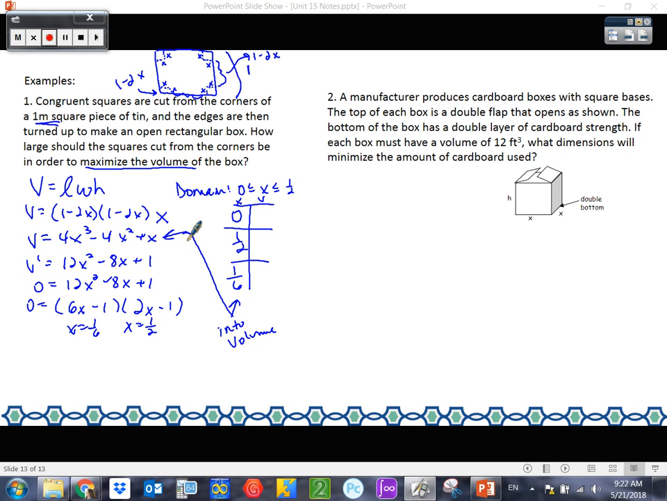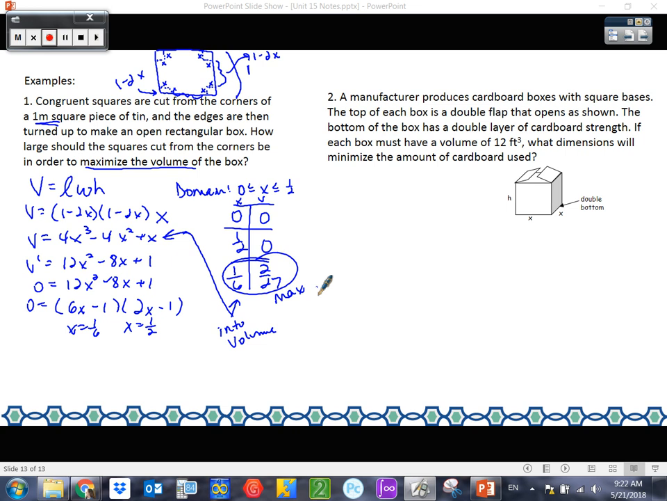So when I put a 0 in here, I get 0. When I put a 1/2 in here, I actually get 0. So, well, not really making much headway. So it looks like 1/6 is the value that's going to maximize the volume. If I put a 1/6 in there, I get 2/27. So this, we circle and we say this is the max. That's what we do. Circle it, say that's the max.